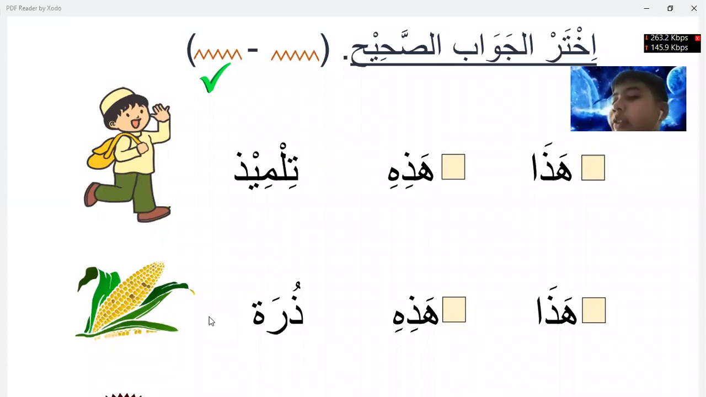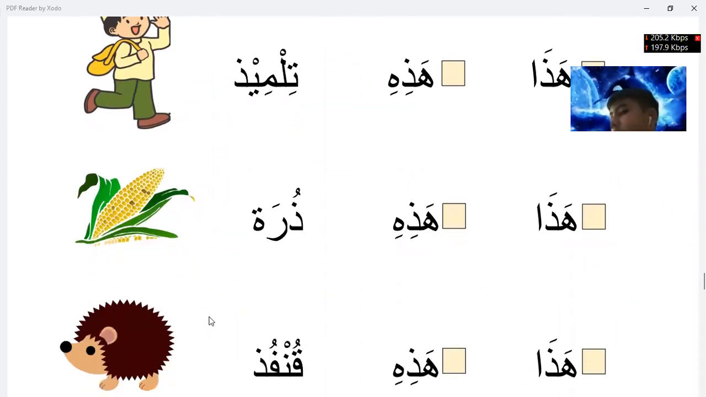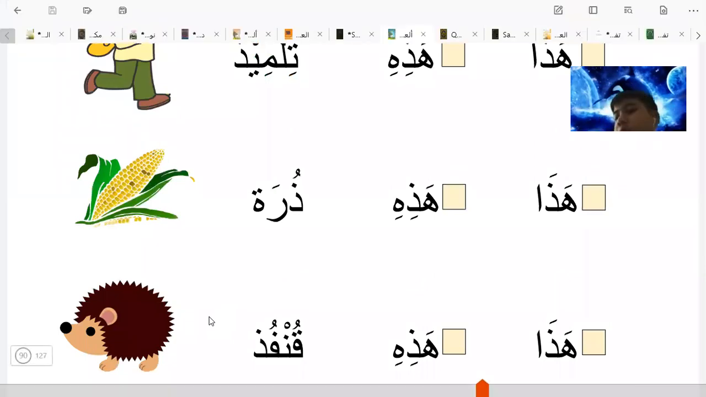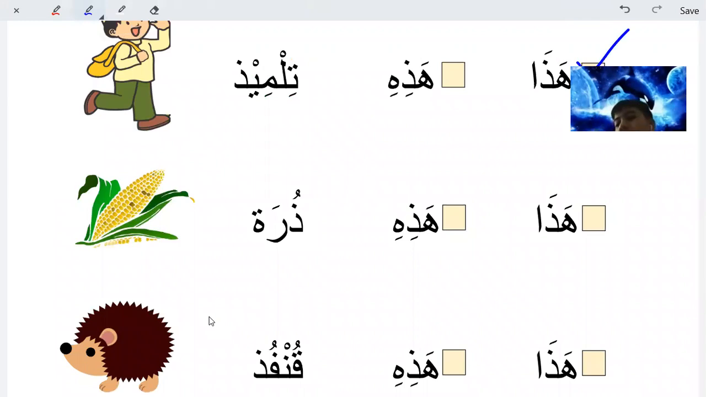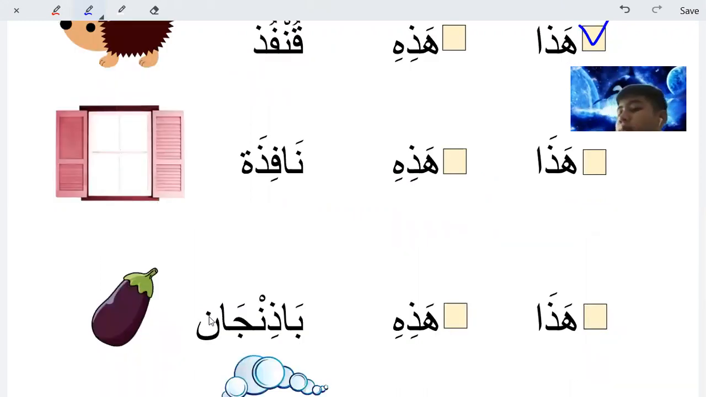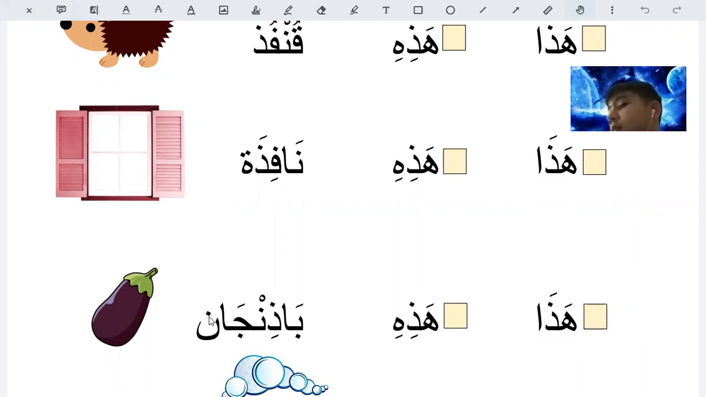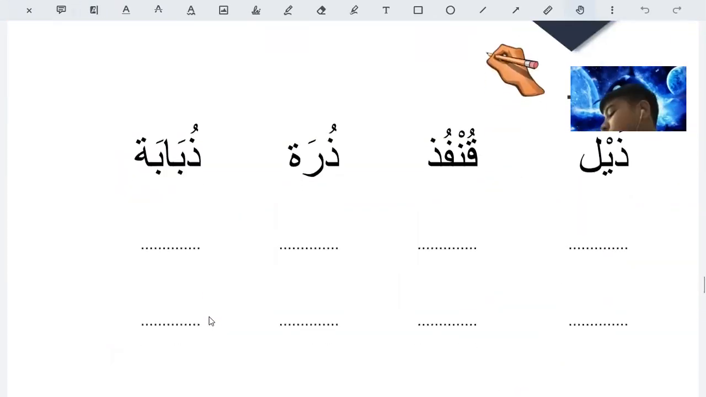Okay. Haza tilmiz. Good. This is a student. Good. Hazihi zura. This is a corn. Good. Okay. Haza kunfuz. Good. This is a hedgehog. Good. Then hazihi nafiza. This is a window. Haza bazinjan. Yeah. This is an eggplant. Eggplant. Next we have word meaning.